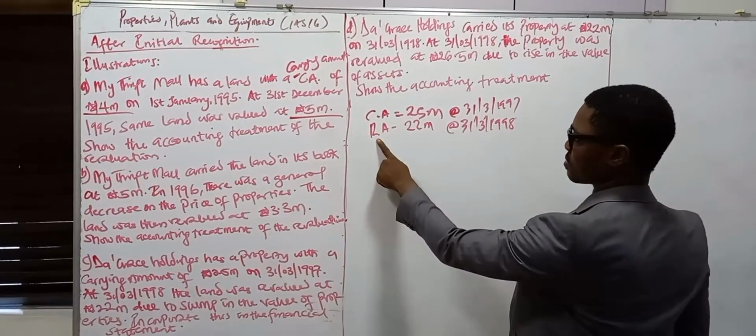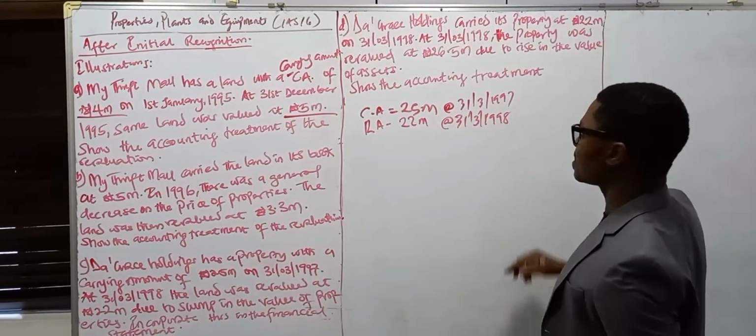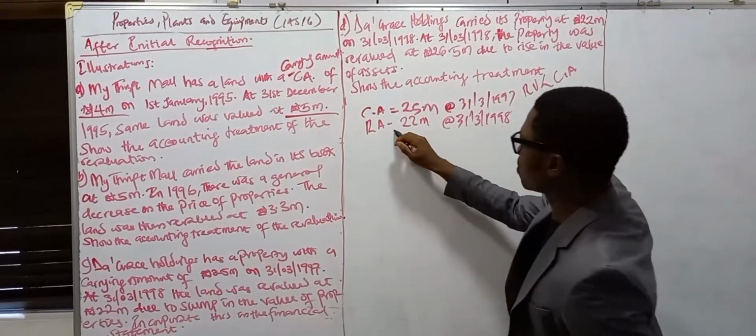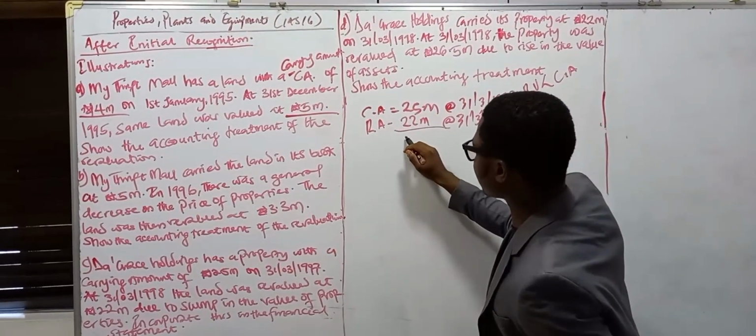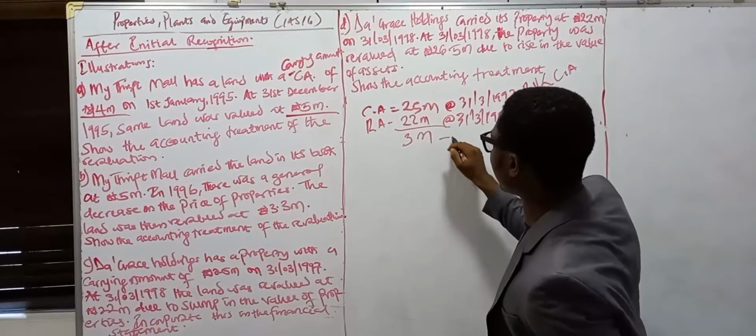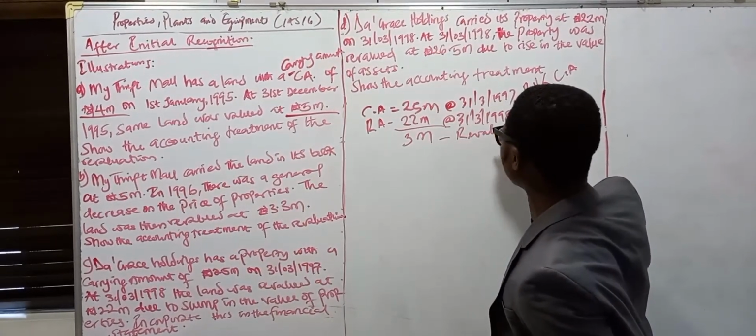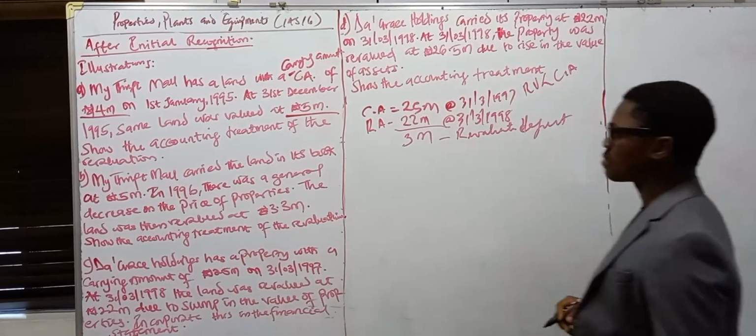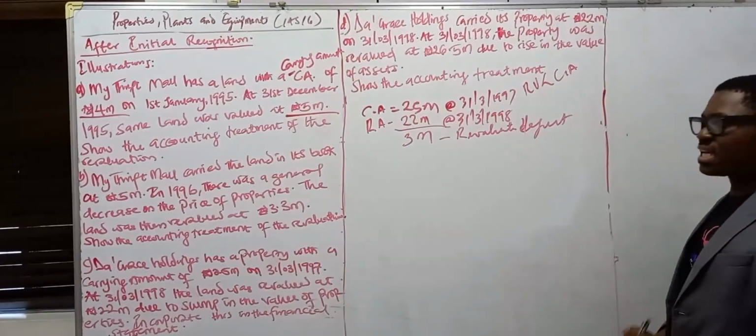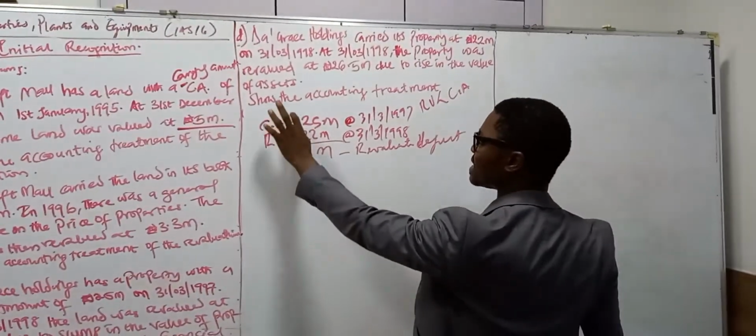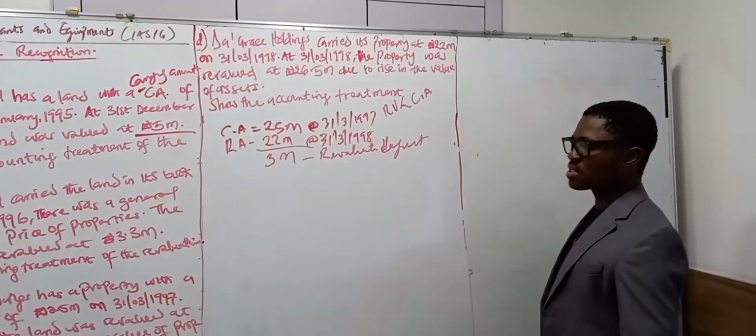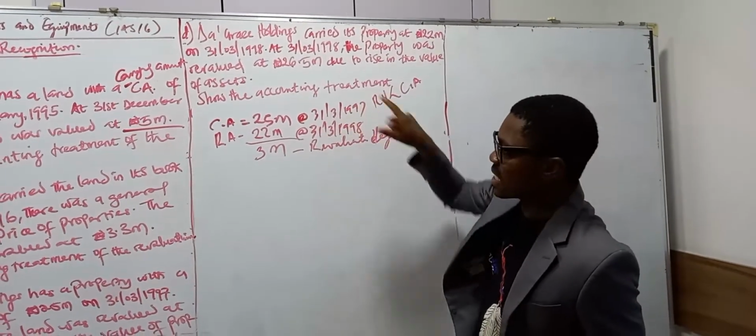Looking at this, we can see that the revaluation amount is less than the carrying amount. That means here we have a 3 million naira revaluation deficit. Why is it a deficit? It's a deficit because the revaluation amount is less than the carrying amount. And note, this is at initial revaluation.